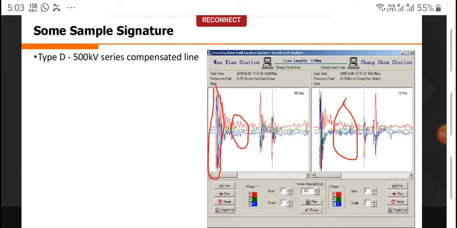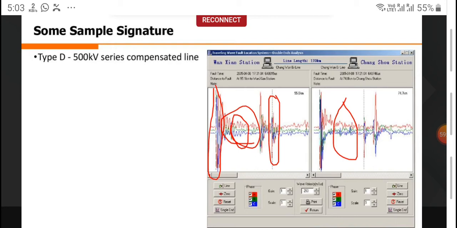This is your time of arrival, the first line here, and then this is your second line, the dotted vertical line as you are seeing. So this is the first line at one end, then this is the second line from the other end, received by our data acquisition system. And then you are seeing all this vibration in between. It is due to your series compensation. Series compensation is like your C and L in series, right?